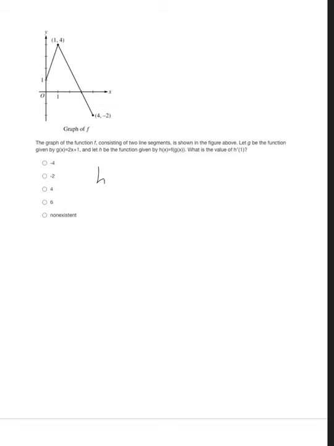So h prime, by definition of chain rule, is going to be f prime of g of x times g prime of x. That's just the definition of chain rule. The derivative of the outside with the inside left in, times the derivative of the inside. So then h prime, oops, sorry, let me undo that.